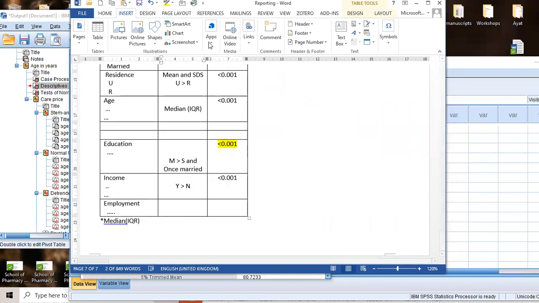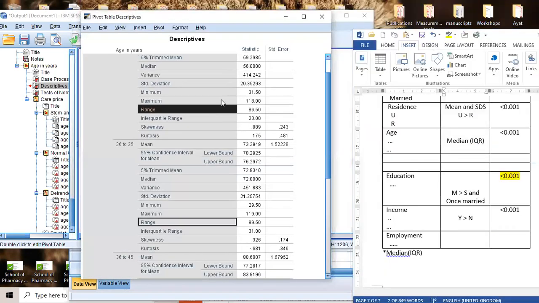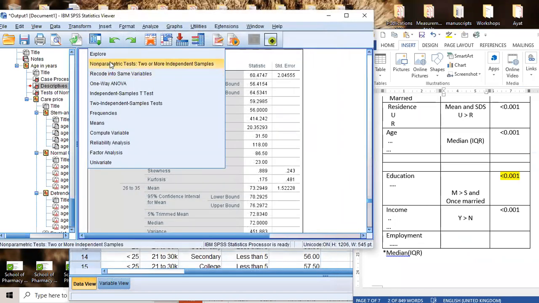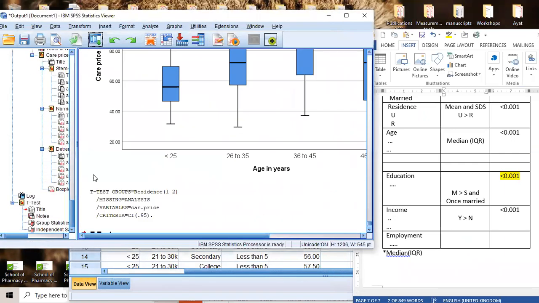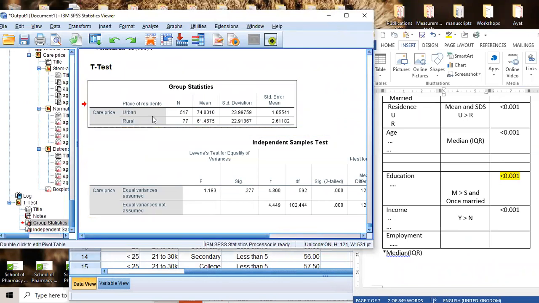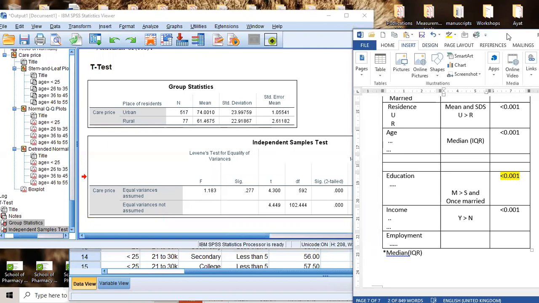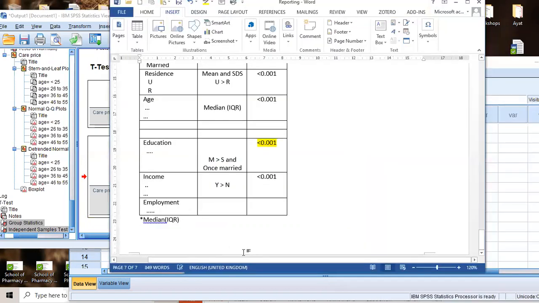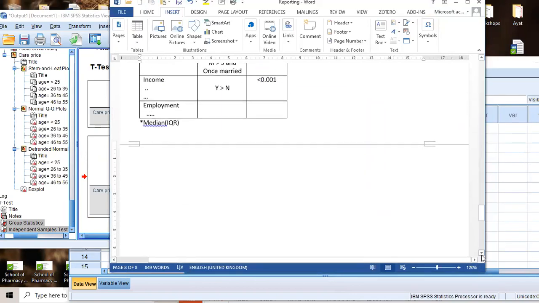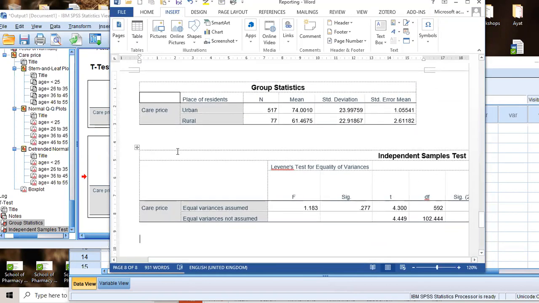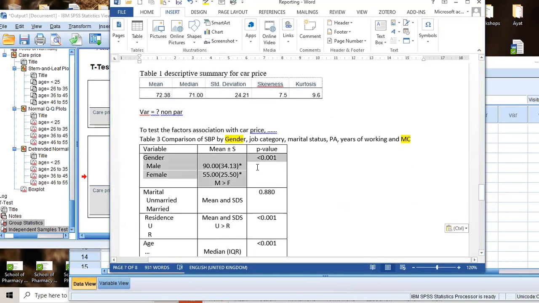Some of you just copy the table and just place it there. For example, I've seen some of you, this is a t-test. You got the results, you copy the two tables, and just paste it here. We don't want this. If you want to put it in an appendix, it's fine. But here, I don't accept this kind of tables. I want it in one table like this.